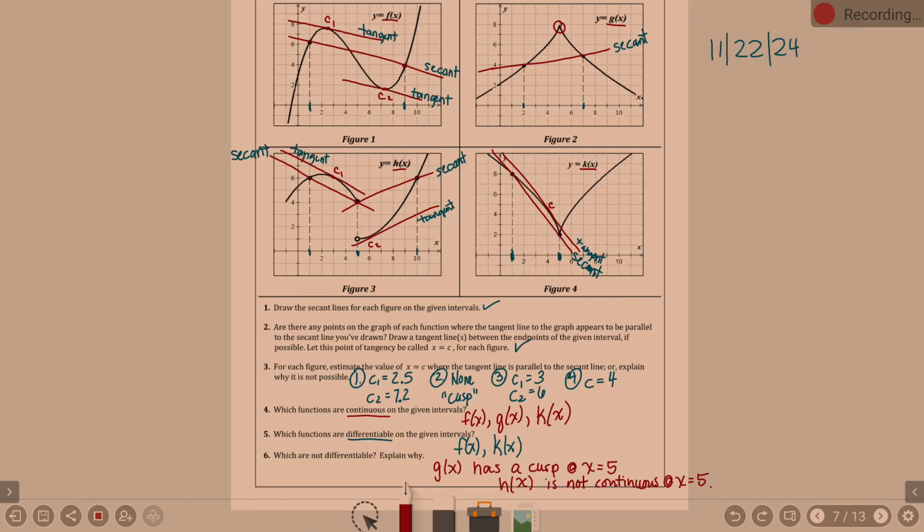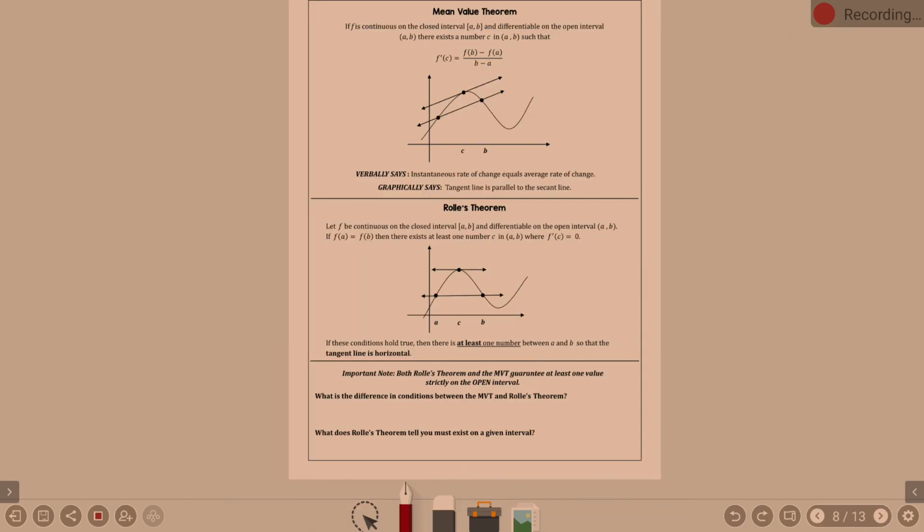That leads us into, and I know it doesn't seem like it, but we just drew all these parallel secant lines and parallel tangent lines. So that leads us into the mean value theorem. This is one of our theorems to add to our list of theorems. If f is continuous on the closed interval and differentiable on the open interval, so continuous from endpoint to endpoint and differentiable from endpoint to endpoint, but you don't include the endpoints.